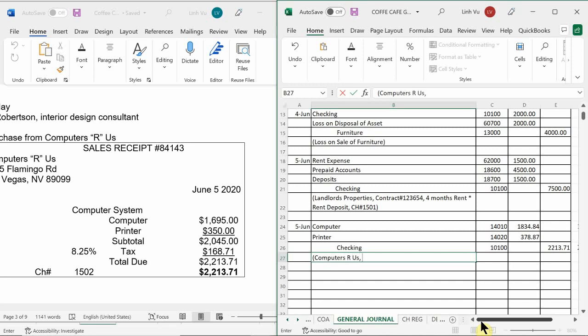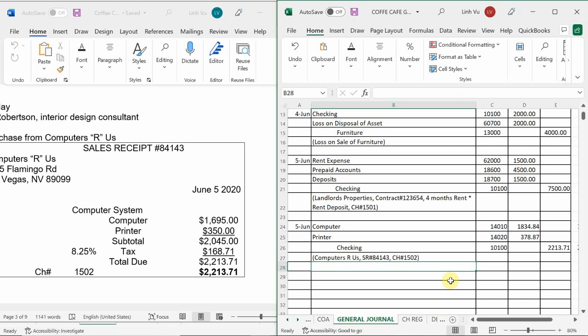Okay? What's the proof that this transaction has occurred? Well, we have a sales receipt number. So sales receipt number, right? 84143. So that's proof that we bought something, okay? Because we have the receipt number. And we bought and we paid using check 1502, right? To further say that we paid for what we bought. Okay? And now we are done with my journal.